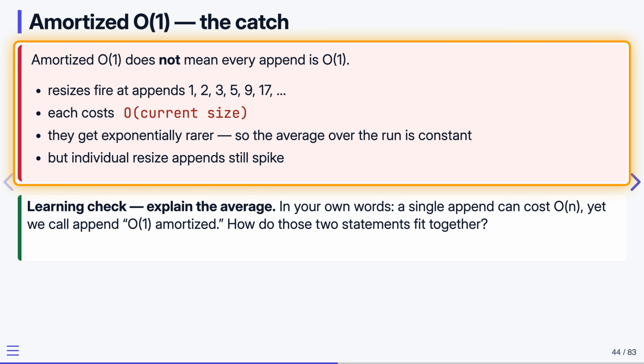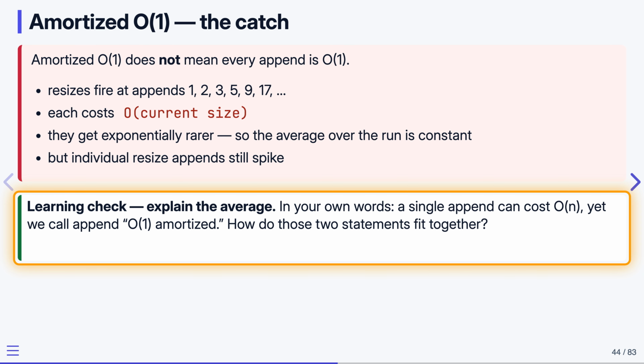Watch out for one thing. Amortized big O of 1 does not mean every append is big O of 1. The resizes, on appends 1, 2, 3, 5, 9, and so on, each cost big O of the current size. They get rarer and rarer, so the average over the whole run is constant, but a resize append still spikes.